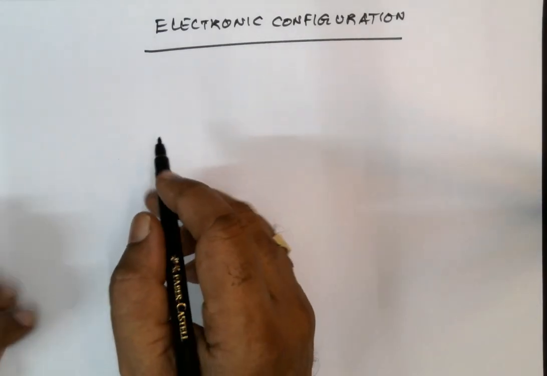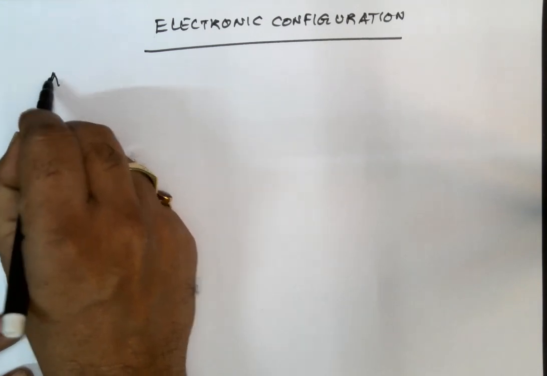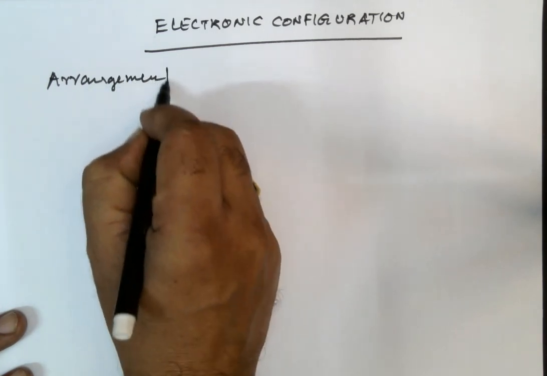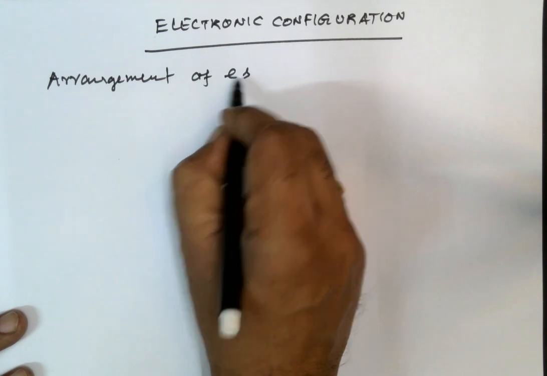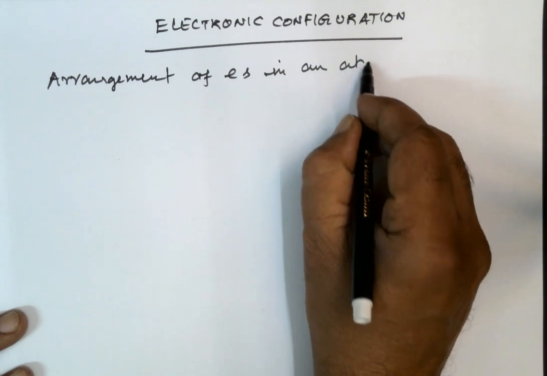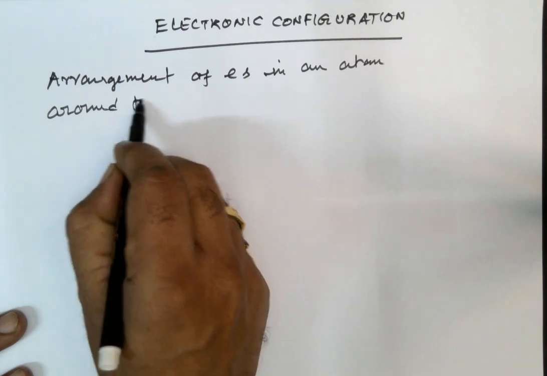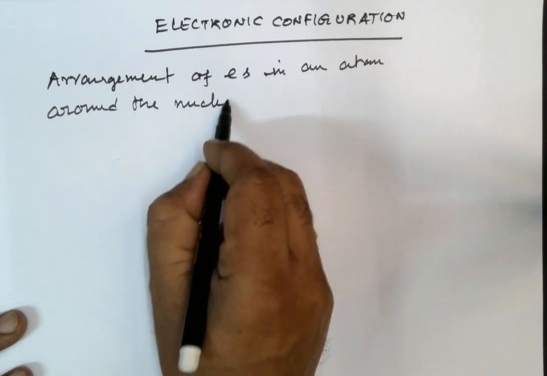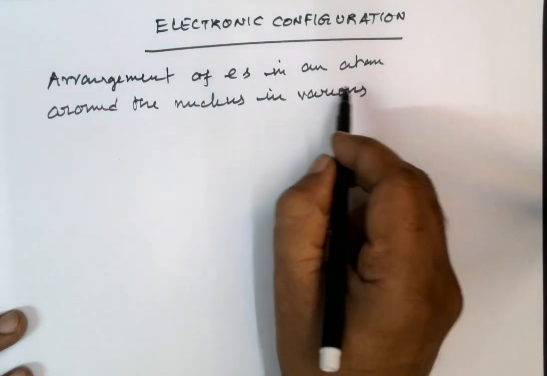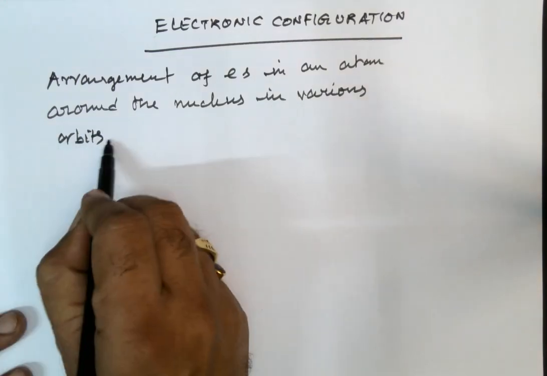Electronic configuration. Electronic configuration is nothing but the arrangement of electrons in an atom around the nucleus in various energy levels or orbits or shells.